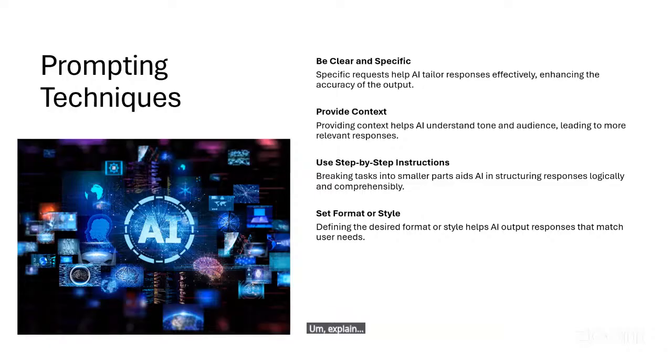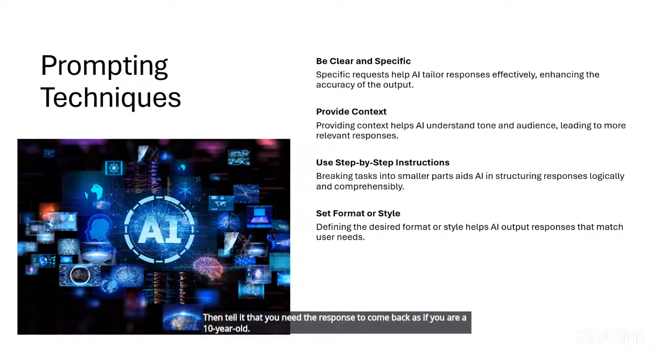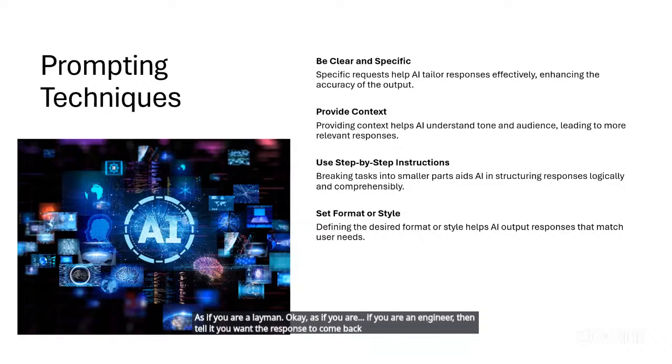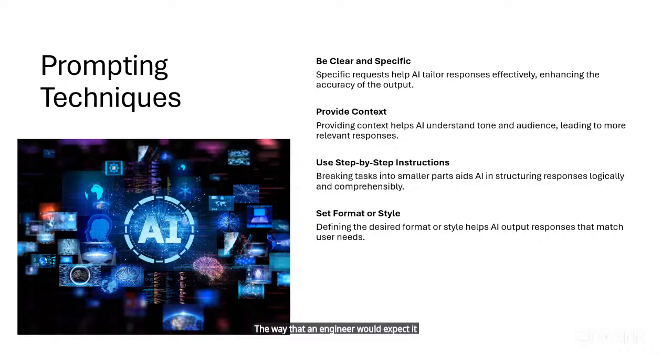Explain like you're a child. Explain to the AI service as if you're a child. If you want a response to come back in general terms, in the language of the layman, then tell it that you need the response as if you are a 10-year-old, as if you are a layman. Or if you are an engineer, then tell it you want the response to come back the way an engineer would expect it to be presented.